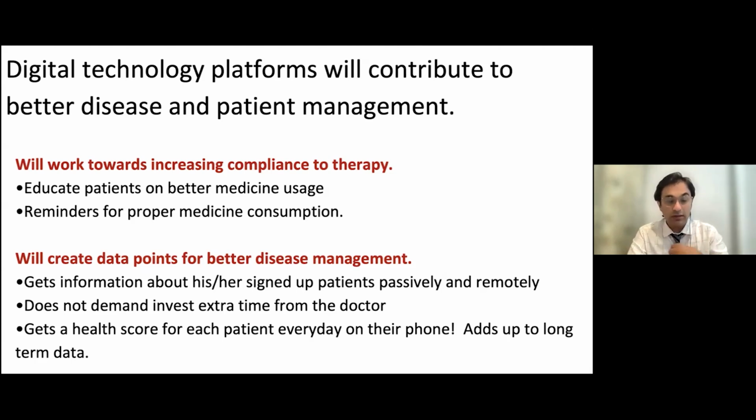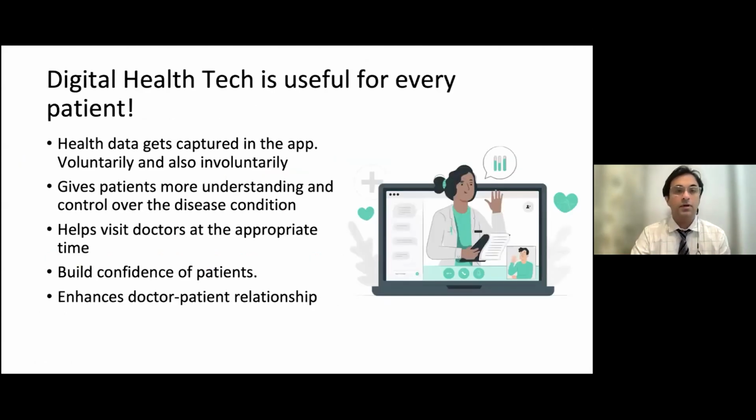So those data points give me peace of mind that I can sleep, this patient is doing better. Similarly, we can use this for the OPD patients. We get a health score for each patient every day on our phone, so we can add up to the long-term data. And I would say digital health tech is useful for every patient and doctor.